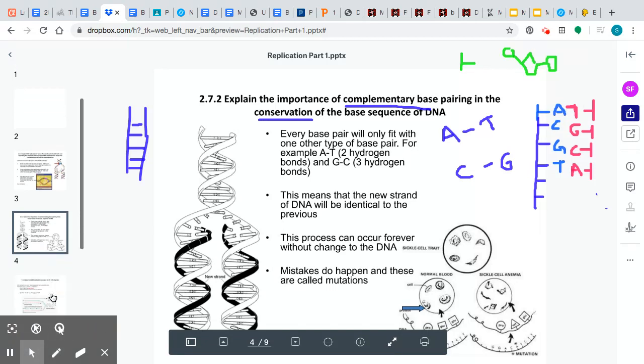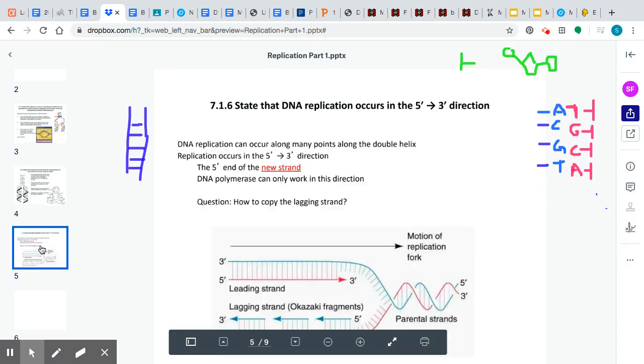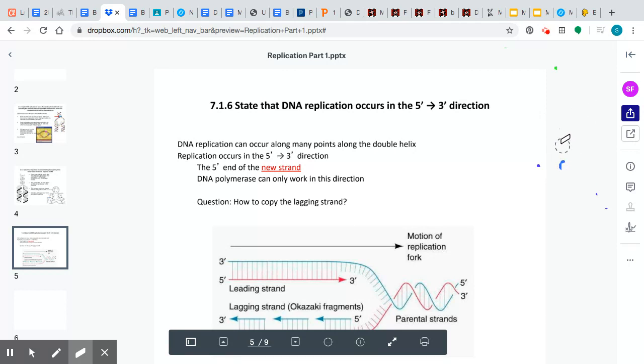So let's get on to a couple things that sometimes create a little bit of confusion. Here's an HL statement that says state. Okay, just remember that. We have to remember that DNA replication happens in the 5' to 3' direction. So what does that really mean? If you recall our nucleotide, we have a phosphate connected to a deoxyribose connected to our base.